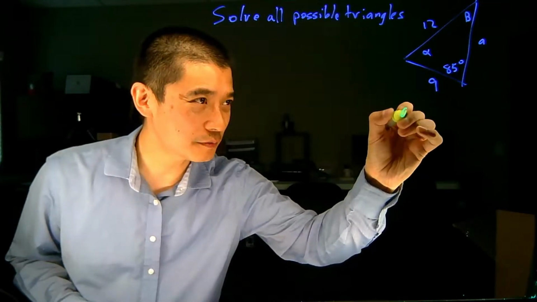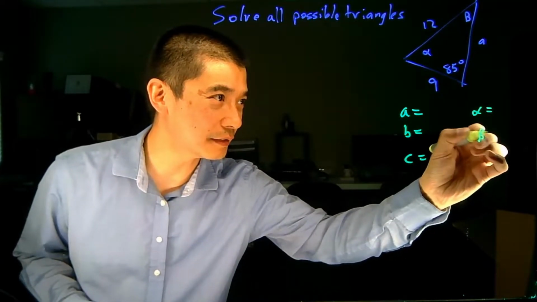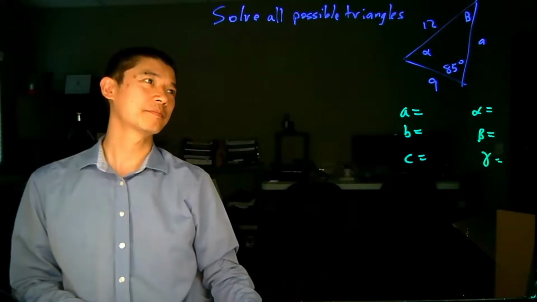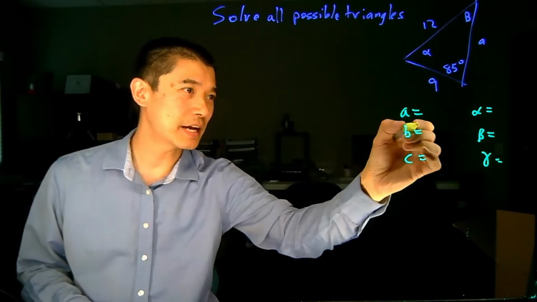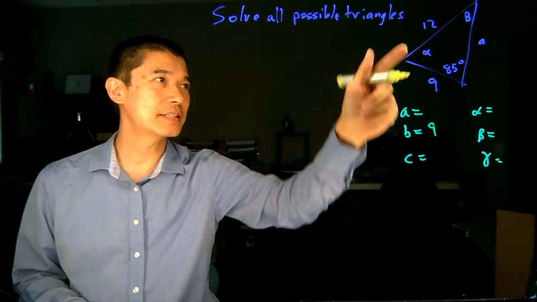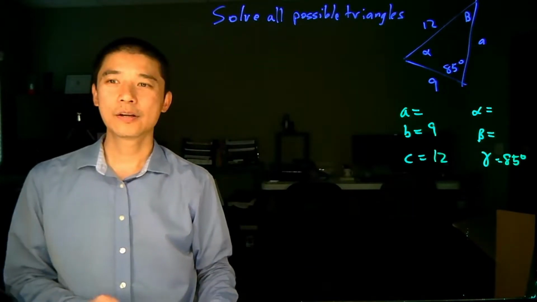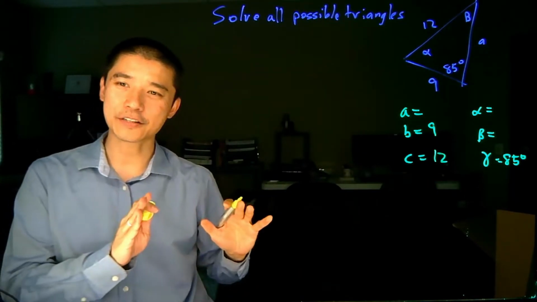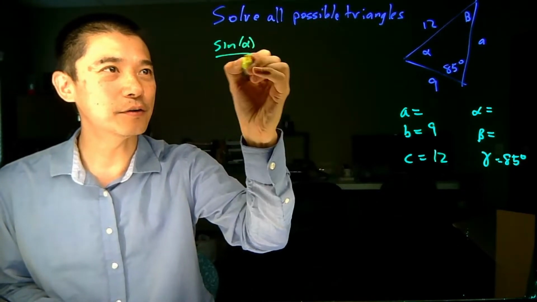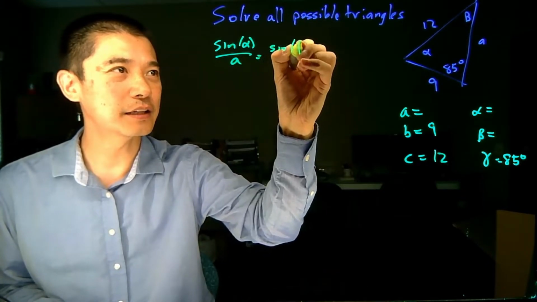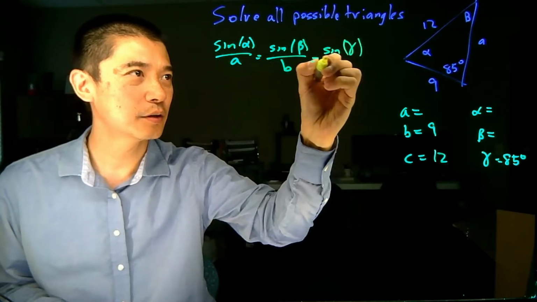So let's first of all write down the values that we know. A, B, C, alpha, beta, gamma. In this case, we don't know A, we don't know alpha. Beta is here, so that means B is 9. And then C is 12 with gamma being 85 degrees. We're going to use the law of sines, and the law of sines is going to show us what's going to happen. So sine of alpha over A equals sine of beta over B equals sine of gamma over C.